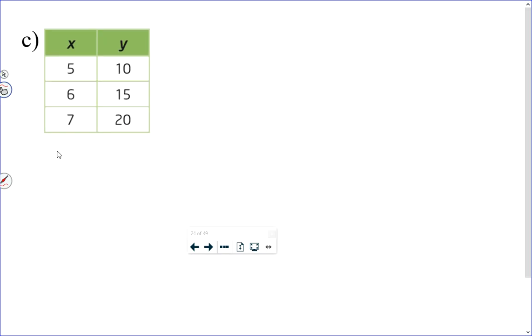Let's take a look at the next one. 5 produces 10, 6 produces 15, 7 produces 20, definitely a function. When you use a single x like 5, you get one and only one y, which happens to be 10. And the same can be said of a single x of 6 being used or a single x of 7 being used.